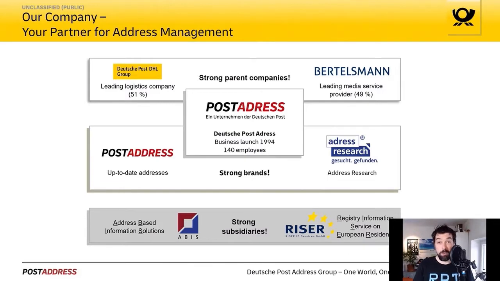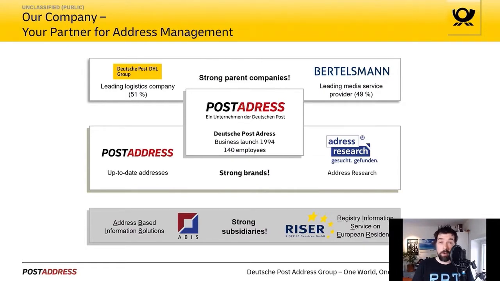We are a small company in such a way that we have only 140 employees, but we are also big because we are in fact a joint venture between two big successful corporations, Deutsche Post DHL Group on the one side and Bertelsmann on the other side. And we have even two daughter companies. We have colleagues in Arbis and we have colleagues at Riser.